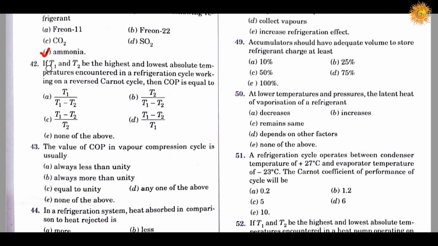Question 42. If T1 and T2 are the highest and lowest absolute temperatures encountered in a refrigeration cycle working on a reversed Carnot cycle, then the coefficient of performance is equal to option A, T1 upon T1 minus T2, option B, T2 upon T1 minus T2, option C, T1 minus T2 divided by T2, option D, T1 minus T2 divided by T1, option E, none of the above. So the correct answer is B, because in the reversed Carnot cycle COP is equal to T2 divided by T1 minus T2.